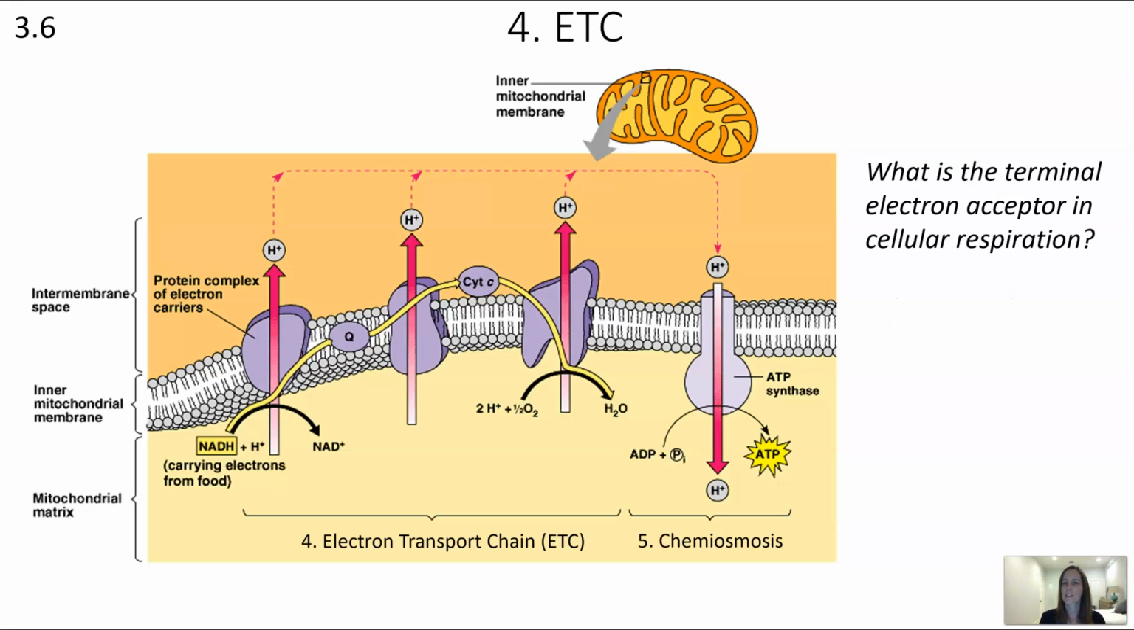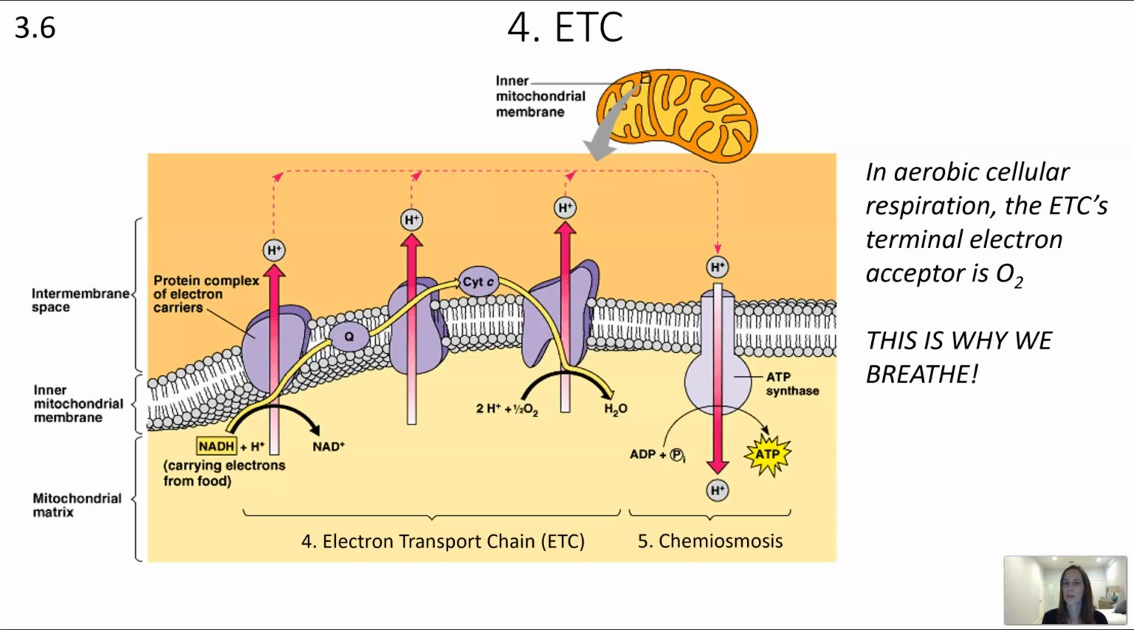To fully understand cellular respiration, you need to be able to keep track of these electrons. So where do they end up? What is the terminal electron acceptor in cellular respiration? The terminal electron acceptor in aerobic cellular respiration is oxygen. So keep in mind that oxygen is really electronegative. It's in its diatomic form. It's very hungry for those extra electrons.